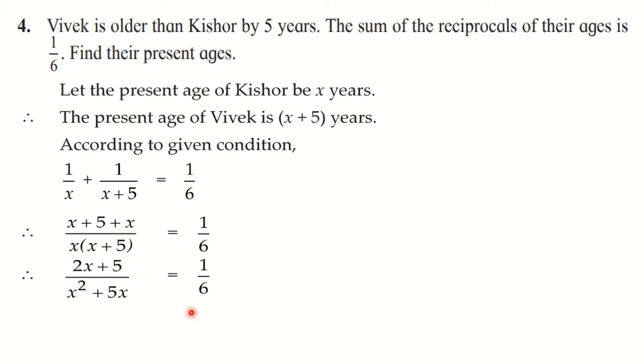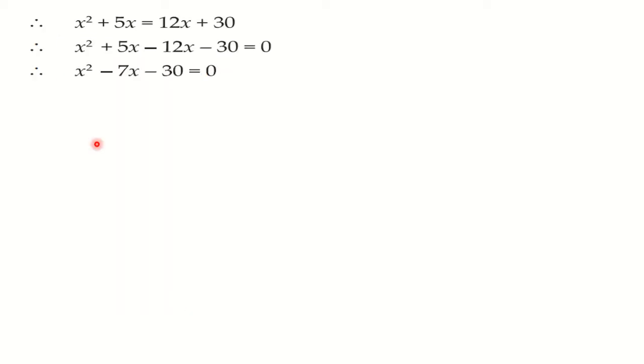Again go for cross multiplication here. So what you are going to get? x square plus 5x is equal to 12x plus 30. Then bring these two terms here. x square plus 5x minus 12x minus 30 is equal to 0. So we got the quadratic equation x square minus 7x minus 30 is equal to 0.